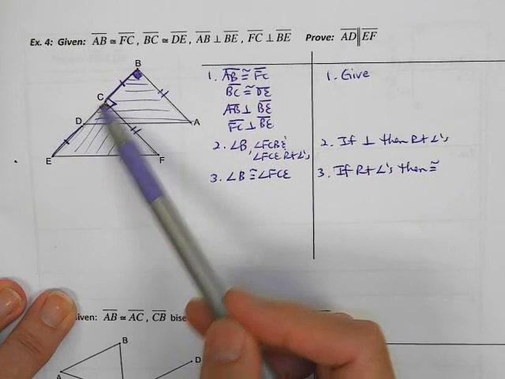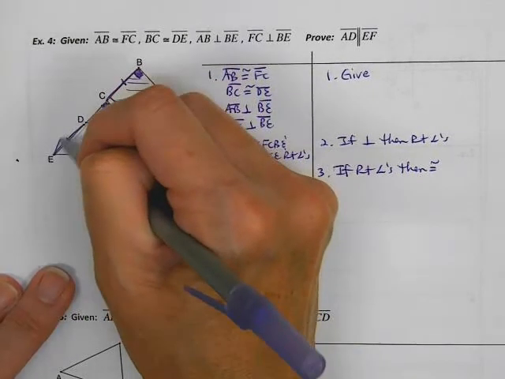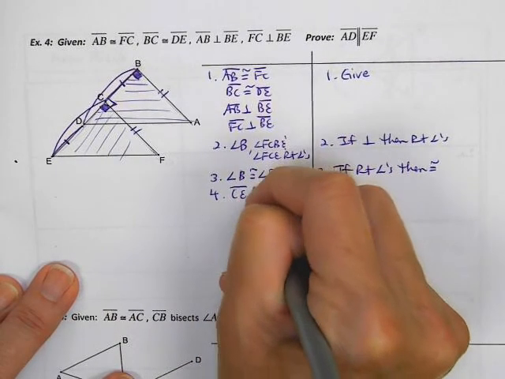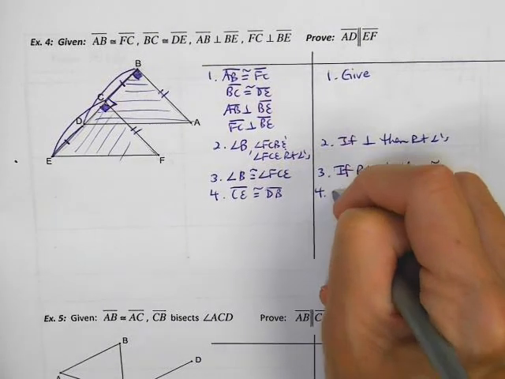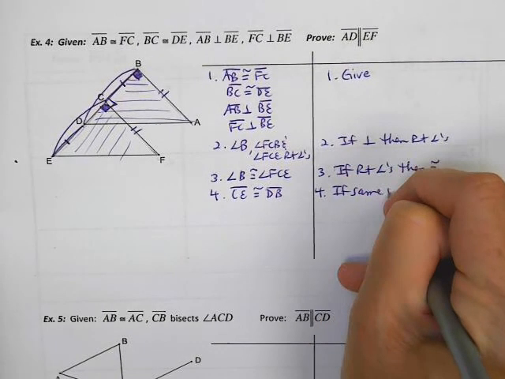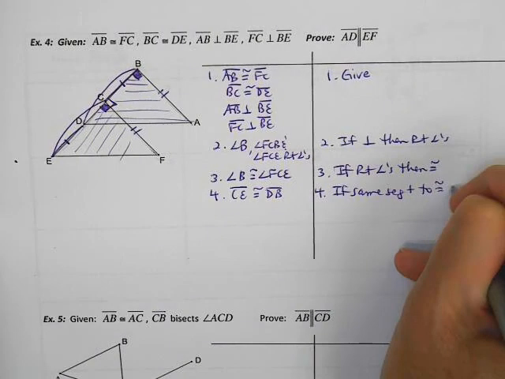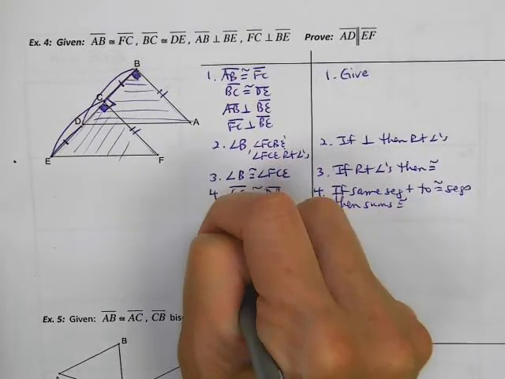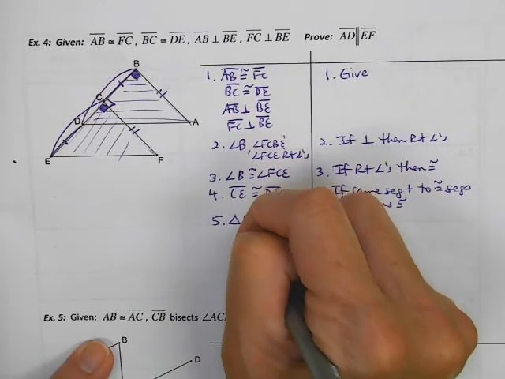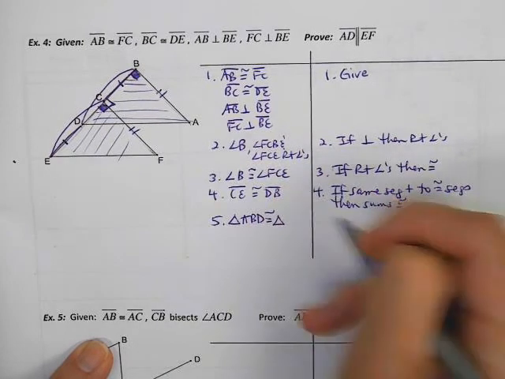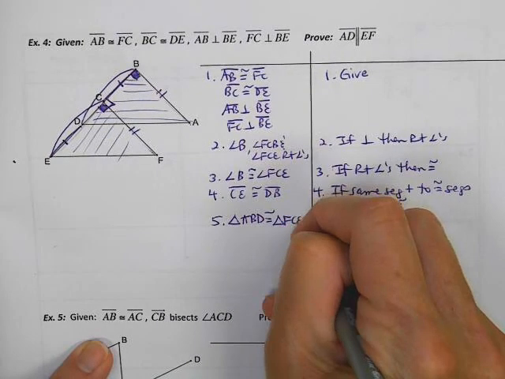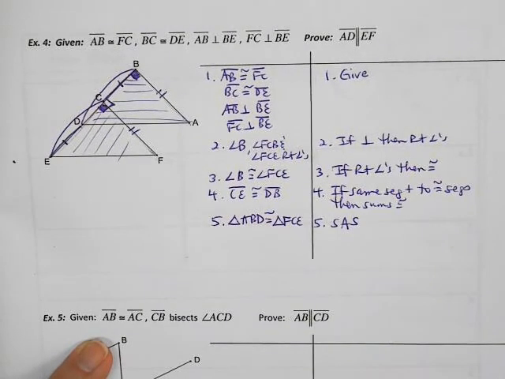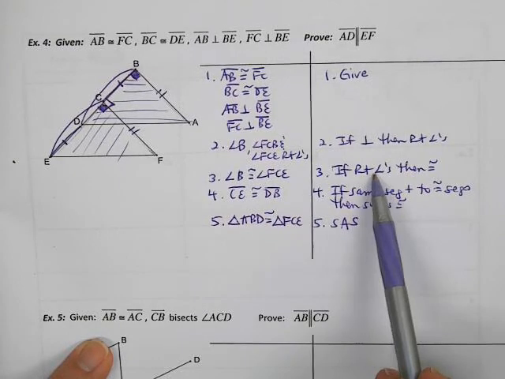If I have two segments with a space between, you should remember that we can add to get CE and DB. CE congruent to DB, that's adding the same segment. If same seg added to congruent segs, then sums congruent. Now I can get the triangles. I can get triangle ABD congruent to triangle FCE. If you look closely, that is side, angle, side. I know we have a right angle, but it is not HL. It's side, angle, side, which is why I got my right angles congruent.